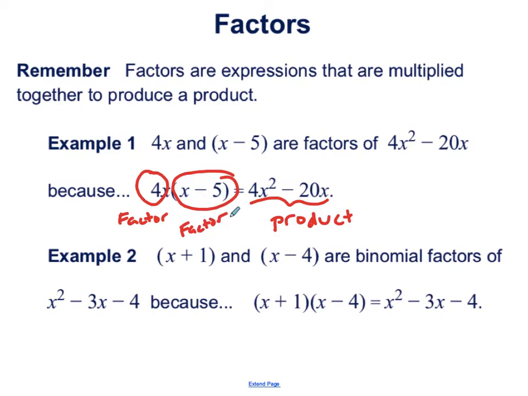So when we look at this, we can identify that 4x is a factor of 4x squared minus 20x, and x minus 5 is also a factor of 4x squared minus 20x. All right, so same thing here. If I multiply these two, this is the product, while we say x plus 1 is a factor of x squared minus 3x minus 4, and x minus 4 is also a factor of x squared minus 3x minus 4. Okay, so by definition, that is the meaning of factor.